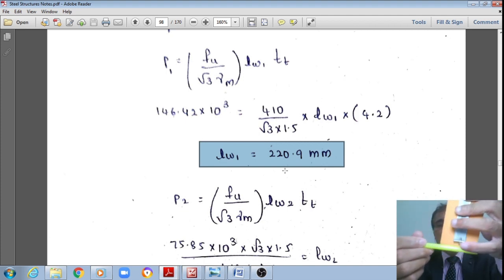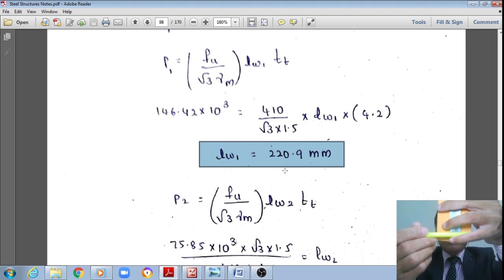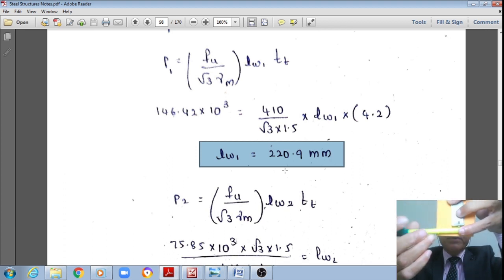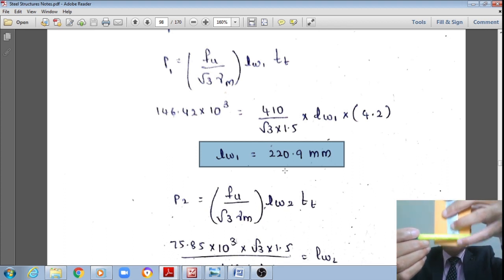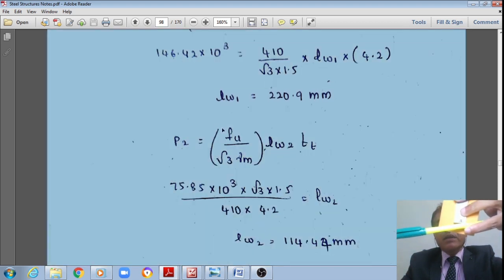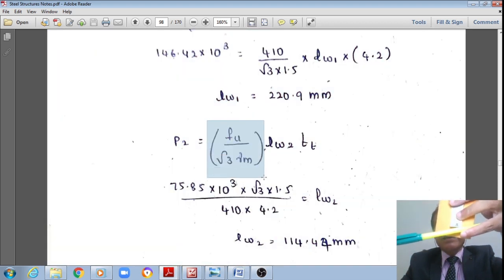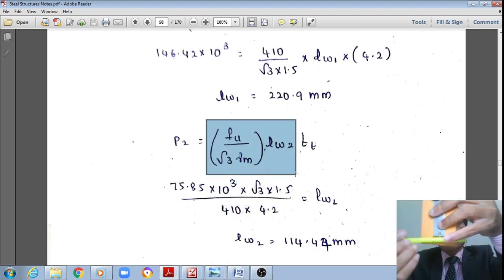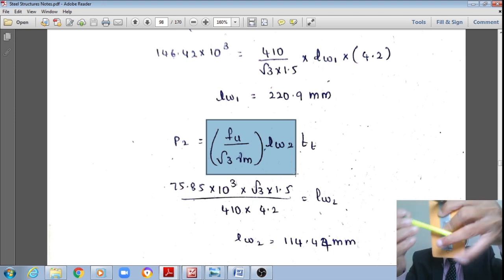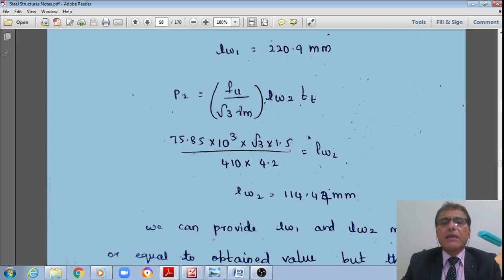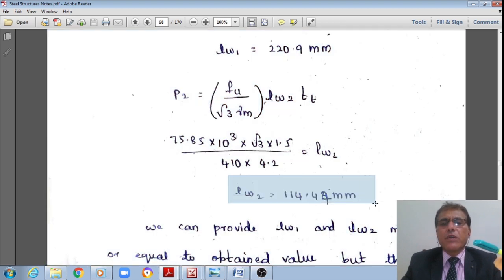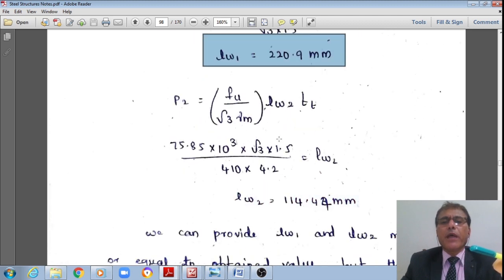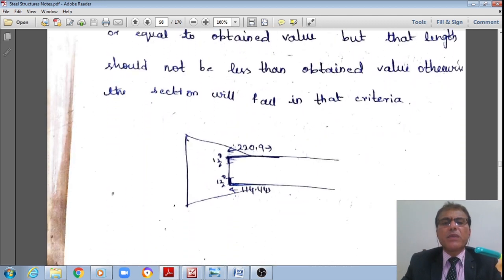Similarly, doing that, the load at the bottom P2 is, with the same formula, the permissible stress in the weld, Fu divided by root 3 multiplied by gamma m, multiplied by the length of the overlap required LW2 at the bottom, multiplied by the effective throat thickness, right? Therefore, from this, only the length of the weld at the bottom is unknown. Solving it, now I'll get 114.44 at the bottom, whereas at the top I'll get 220.9. Therefore, that is how I'll provide.